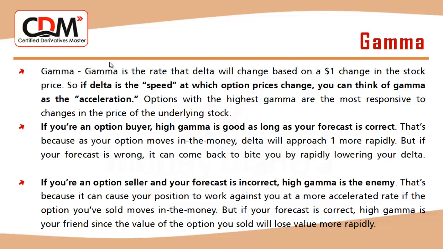So if you're an option seller and your forecast is incorrect, high gamma is your enemy. Because in case your position works against you at a more accelerated rate, suppose your option has a high gamma and your strategy didn't work in your favor, you are going to be in loss, or your price will move very rapidly from in the money to out of the money. So it is very important to understand the rate of gamma, at which rate the delta will accelerate and at which rate the delta will go against you or in favor of you. If it goes against you, your option value would lose significantly in a rapid manner.